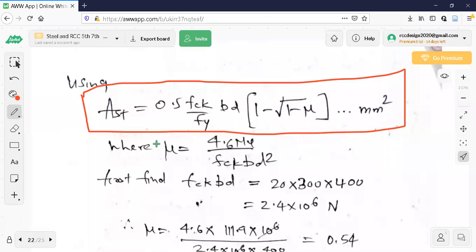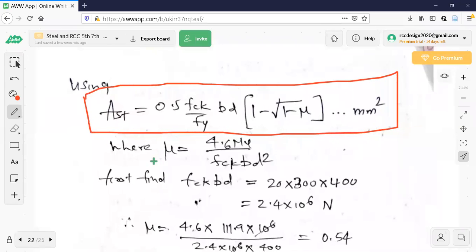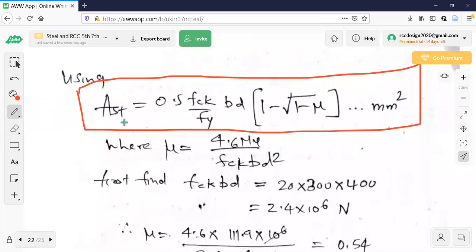One more is available in the codebook. What is that? Annexure G. Whatever we have seen in the previous classes, that is there. I'll show you if you want that also. Now, AST calculation.